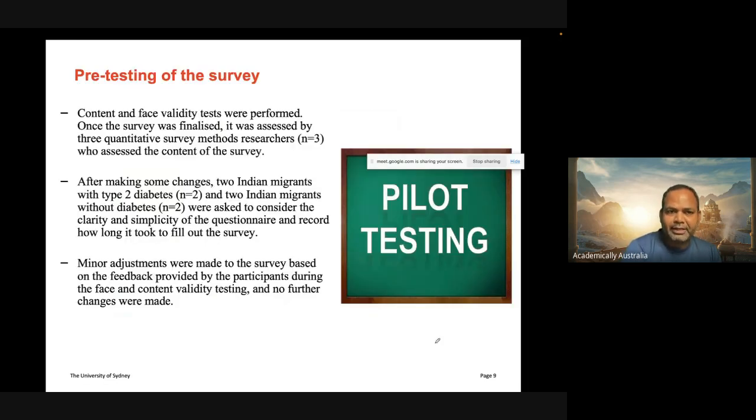So we do some testing before we give this survey to a patient. We tested with two patients with diabetes and two Indian migrants without diabetes, and we asked them the questions. We took some feedback. We also did a survey with some of the researchers. So we made some modifications as per their feedback. Sometimes we use a lot of difficult terminologies, so we changed to lay language, so it is easily understood by the patient, and they can read and understand what we are trying to achieve from this study.